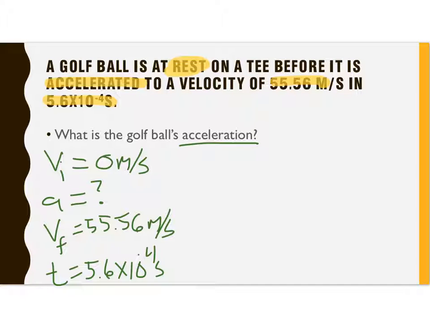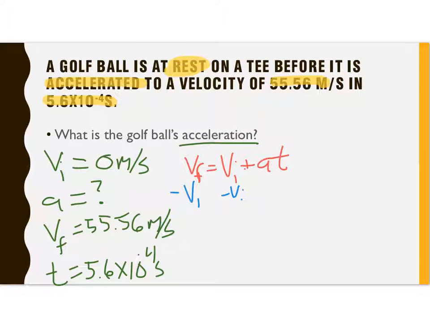So after I write down everything from the question, I then need to write down the equation. Now in this equation, I have vi, I have vf, I have a, I have t. The thing that this problem does not talk about is displacement. So I'm going to use the equation that does not have displacement in it. vf equals vi plus at. And then, of course, I need to solve this equation for my acceleration because that's what the question's asking for. So to solve for acceleration, I'm going to first subtract my vi from both sides.